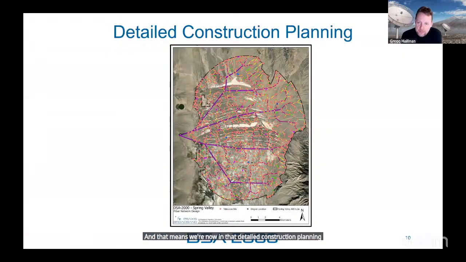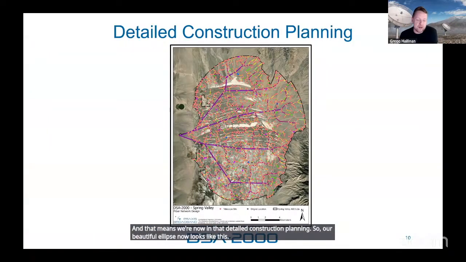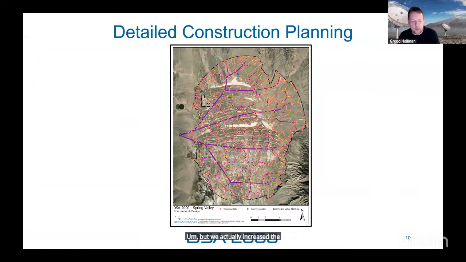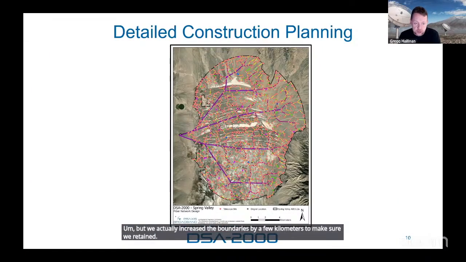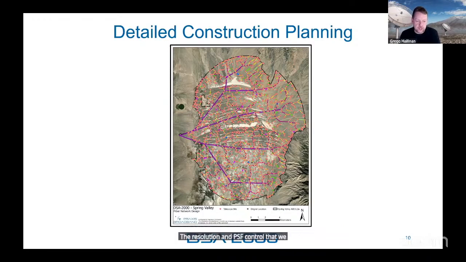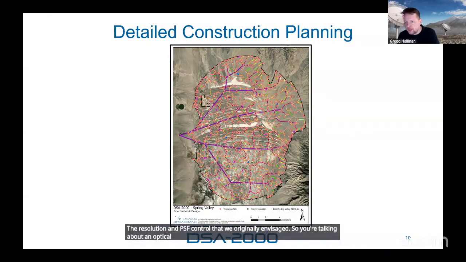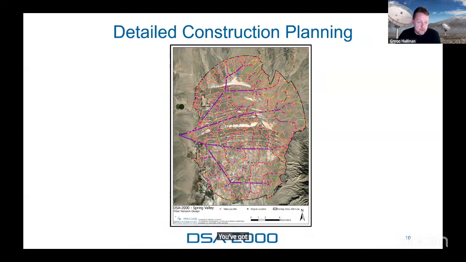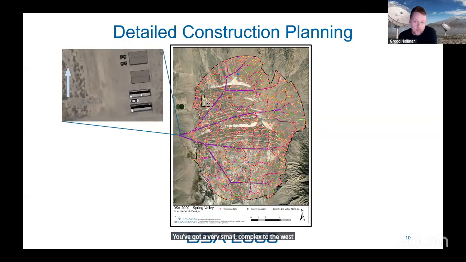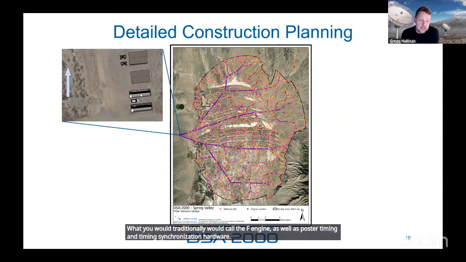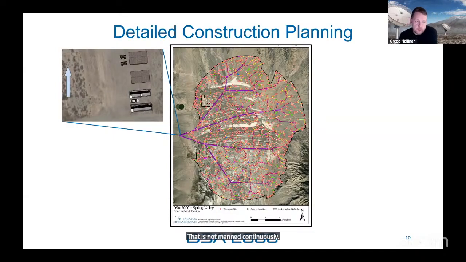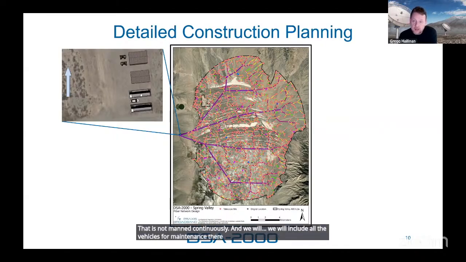So our beautiful ellipse now looks like this, but we actually increased the boundaries by a few kilometers to make sure we retained the resolution and PSF control that we originally envisaged. So you're talking about an optical fiber network spanning the entire area. You've got a very small complex to the west side of the array where we have the radio camera front end, which really is just what you would traditionally call the F engine, as well as pulsar timing and timing synchronization hardware. That is not manned continuously. We will include all the vehicles for maintenance there also, but our main staffing facility, like I said, would be in the town of Ely.